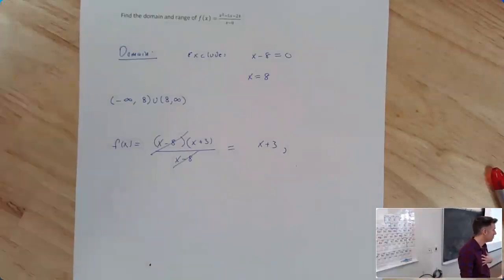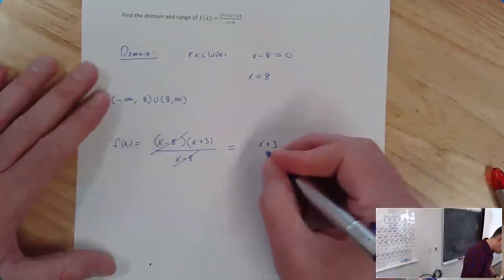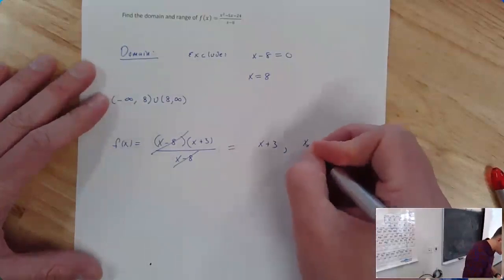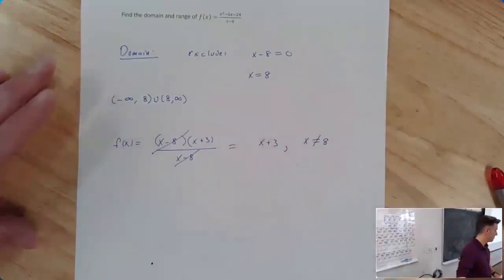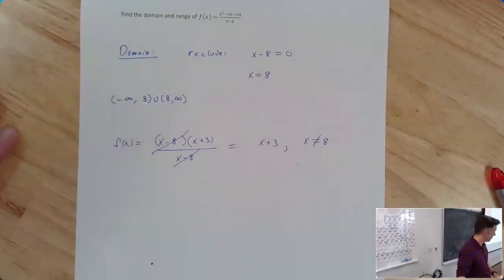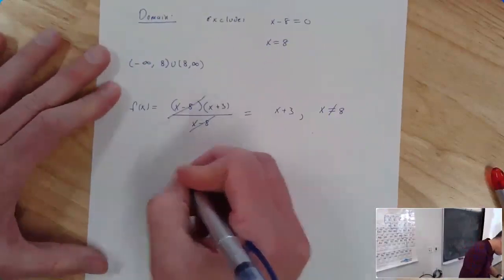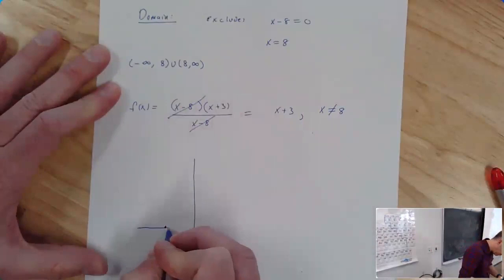My favorite number, 8. So this function is equal to x plus 3, except x is not allowed to equal 8. Okay, it's totally fine. It means we're going to have what kind of thing at 8? A hole. So when I graph this, I know how to graph the line y equals x plus 3.